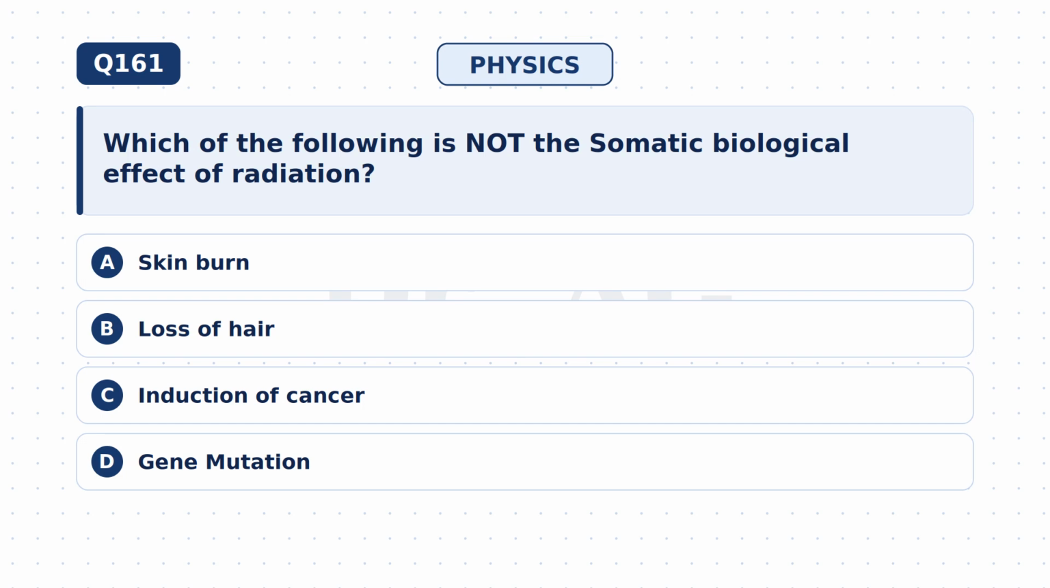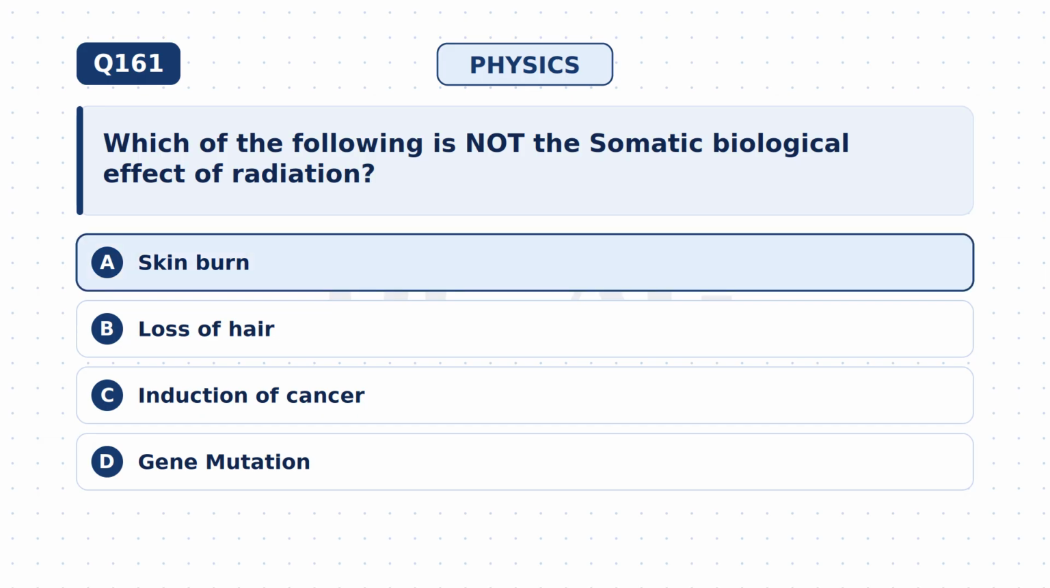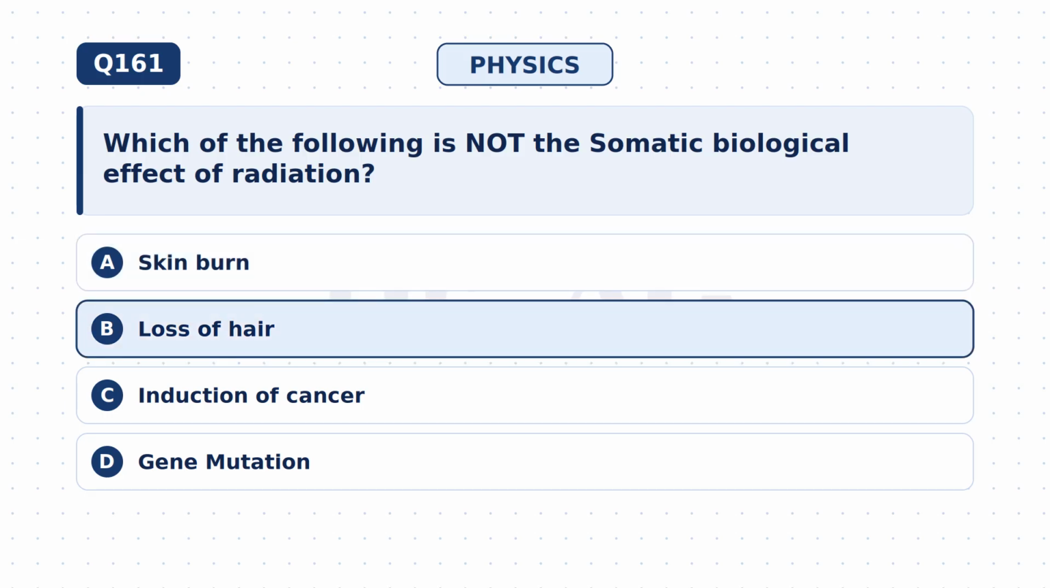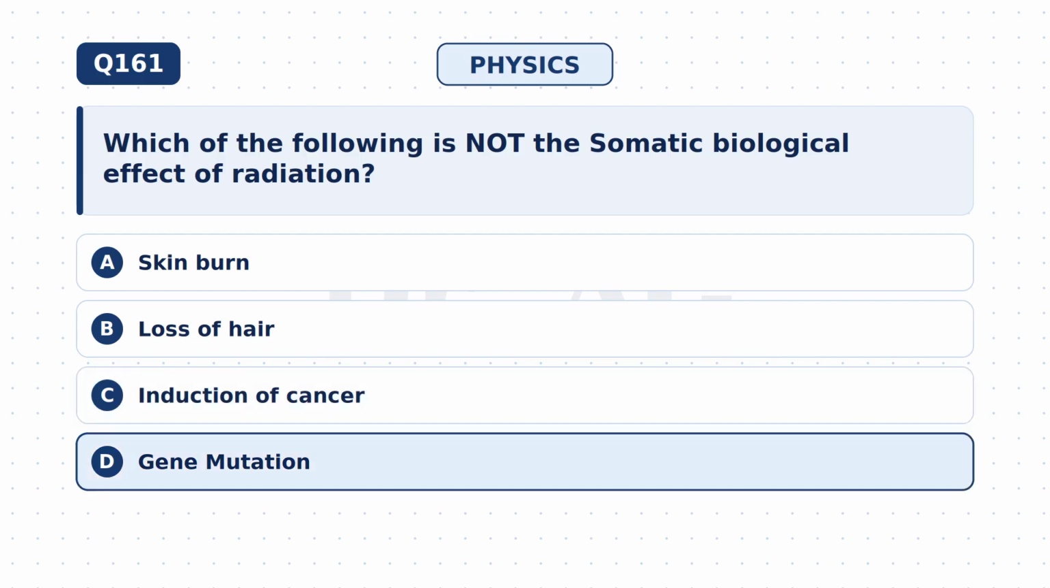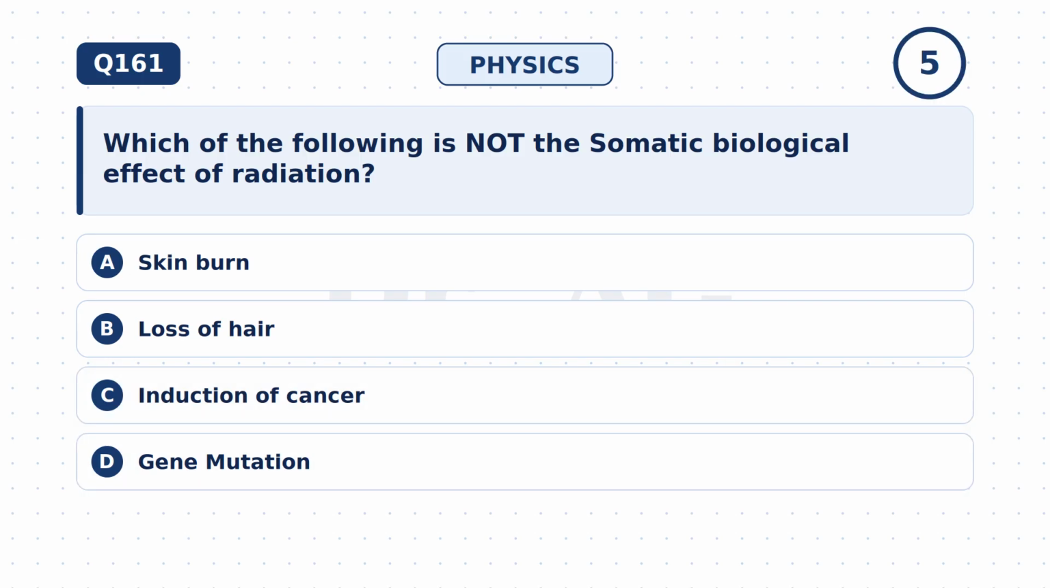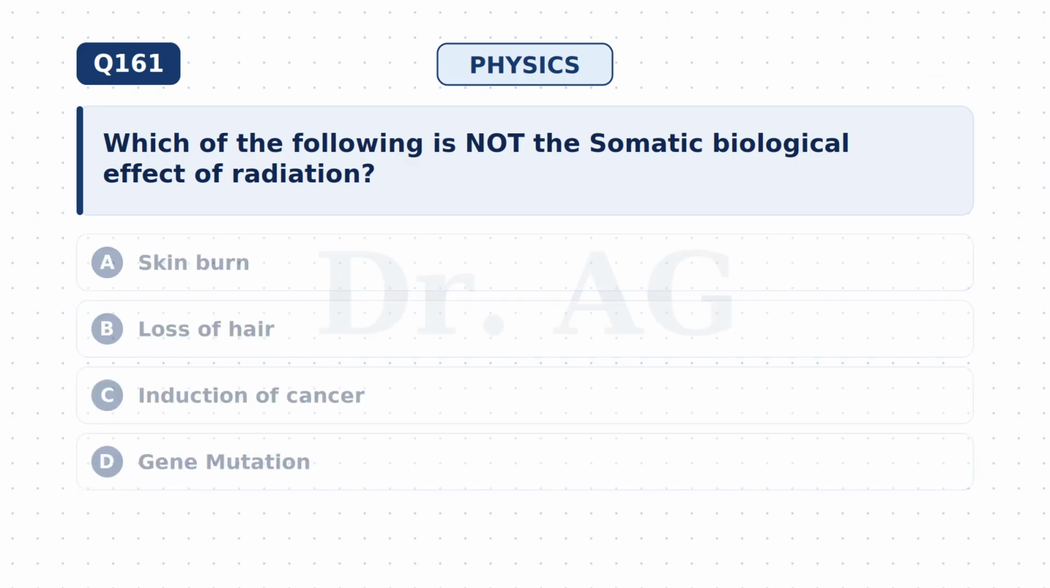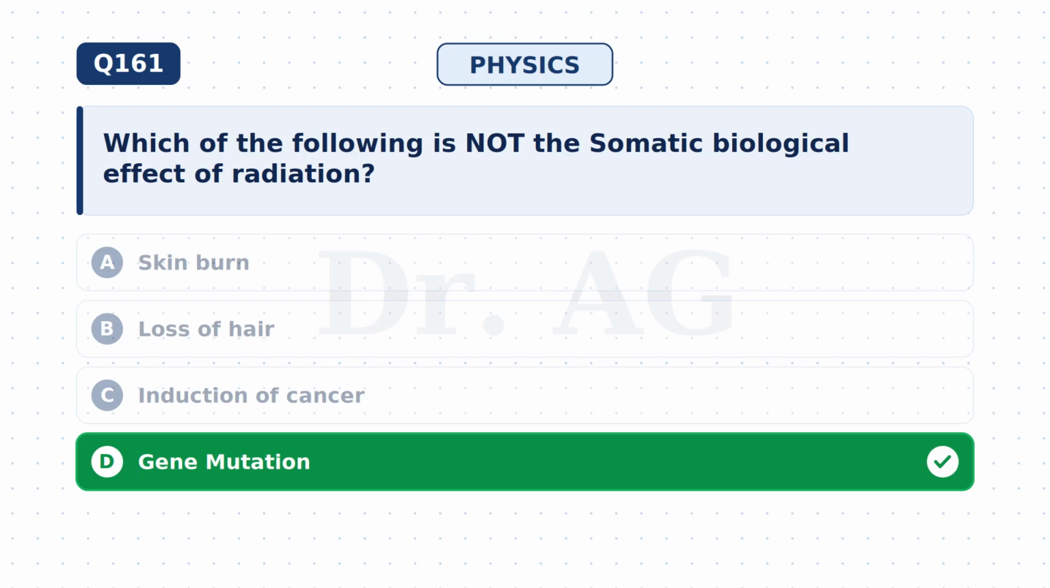Question 161. Which of the following is not the somatic biological effect of radiation? Option A, skin burn. Option B, loss of hair. Option C, induction of cancer. Option D, gene mutation. The correct answer is D, gene mutation.